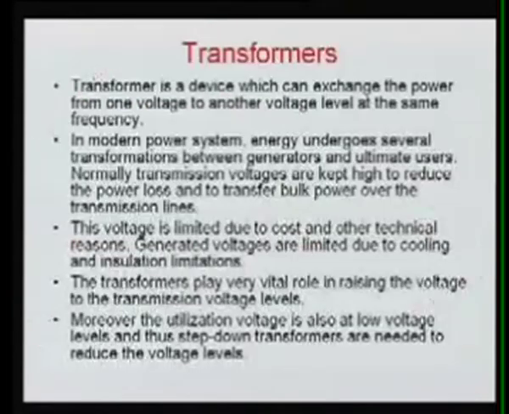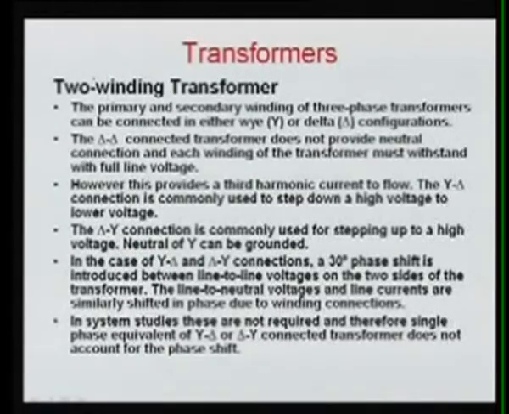Now we will see the different types of transformers that are used in the power system. First one is the two winding transformer, that is very common. For three phase applications, the primary and secondary windings of the three phase transformers can be connected either in Y or in delta connection. Means we can have here delta star, or we can have here the delta. This is also called Y or star, and this is called the delta if you are connecting like this.